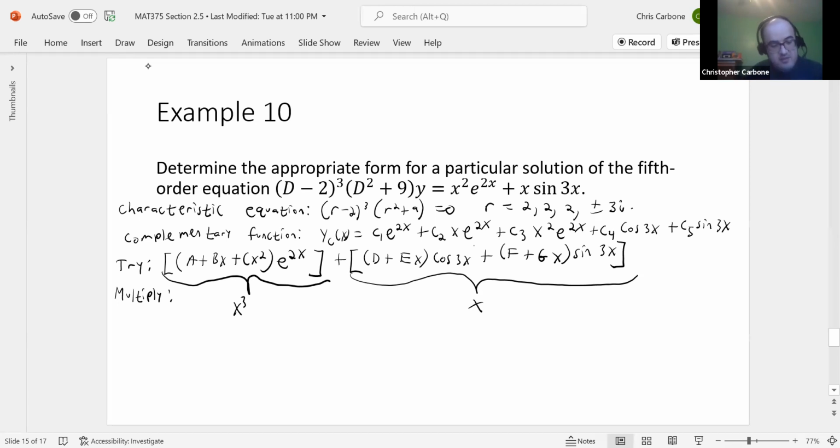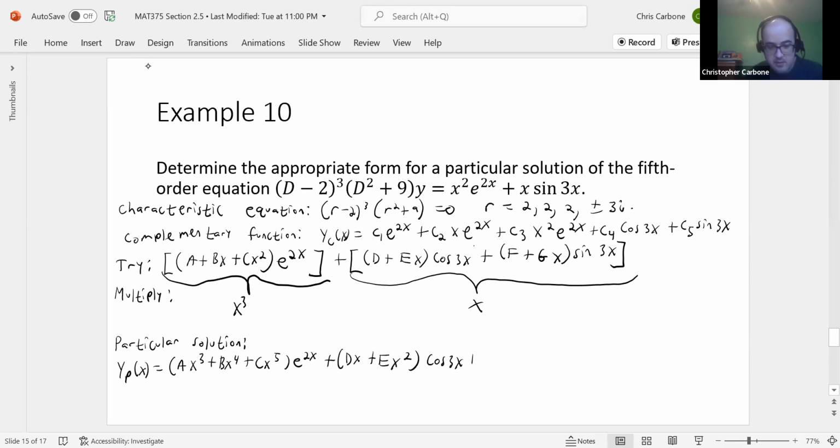So the particular solution that we are going to get, which will be sadly very long, y sub p of x is (a x cubed plus b x to the 4th plus c x to the 5th) times e to the 2x plus (dx plus ex squared) times the cosine of 3x plus (f times x plus g times x squared) times the sine of 3x.